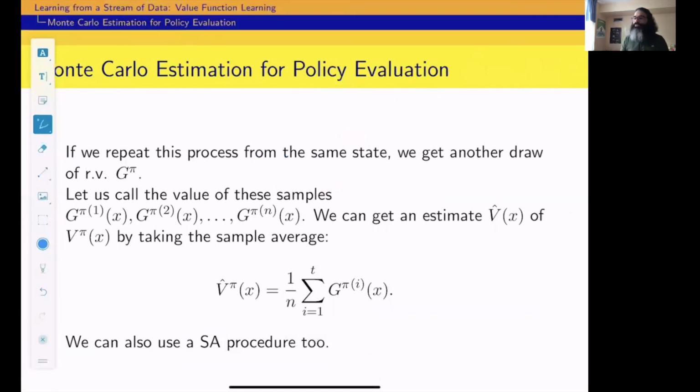So if we repeat this process from the same state many times, we get some G pi 1 at state X, G pi 2 at state X, till n.